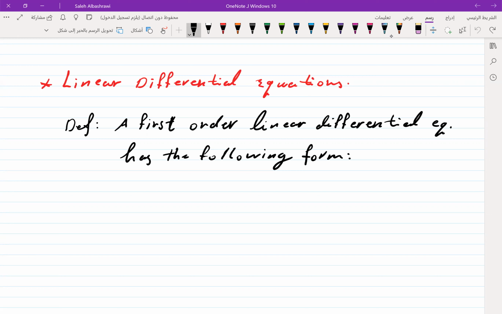The linear equation has the form dy/dx + b(x) y = q(x). This is the general form of the linear differential equation. We have three terms: the derivative, b(x) multiplied by y, and q(x). Keep this in mind.